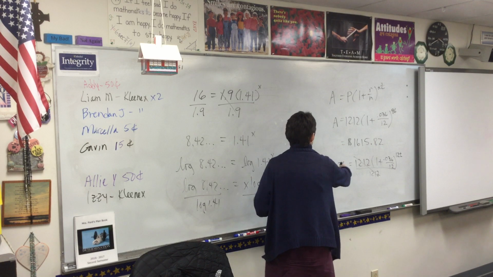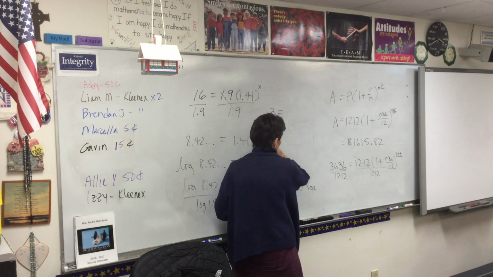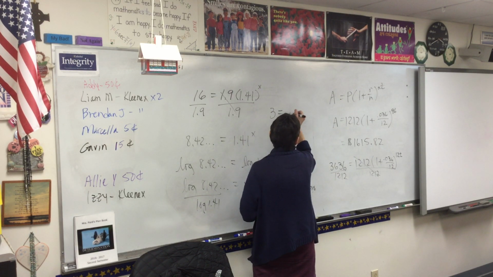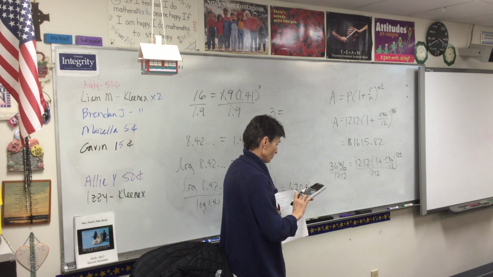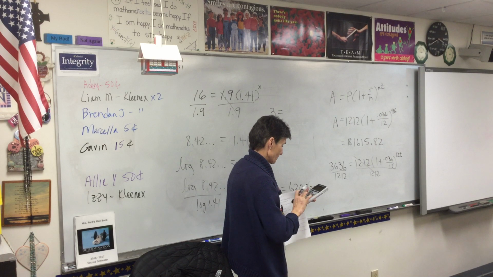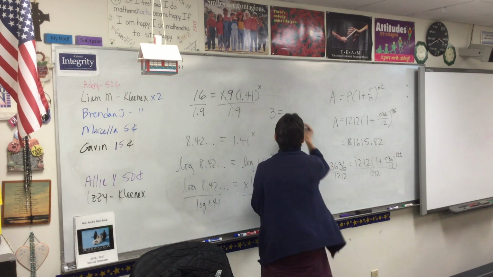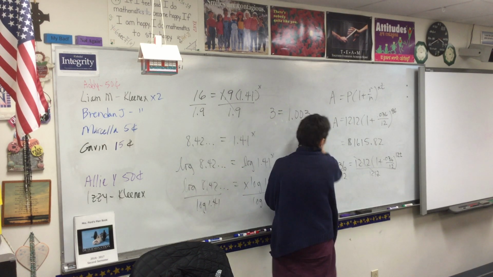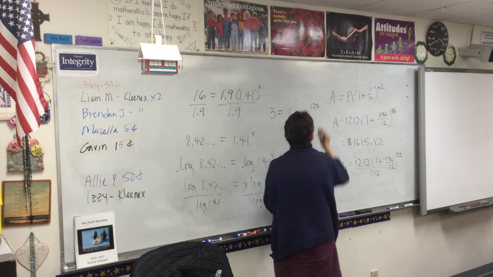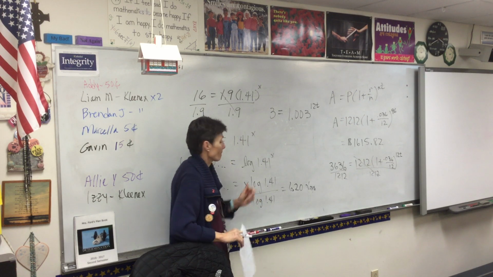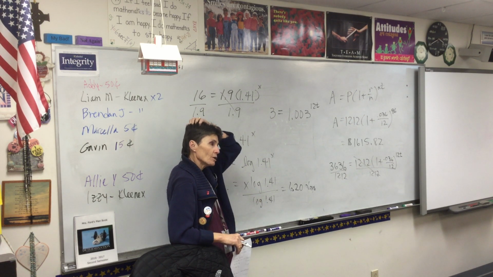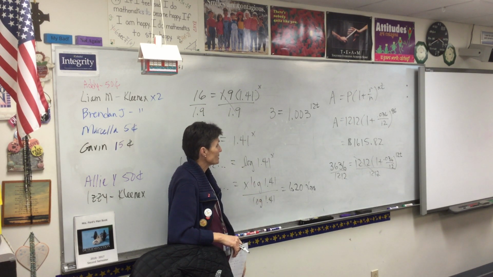So that works out nicely. So 3 equals, you can go ahead and type that in if you want. What is that? 1 plus 0.036 divided by 12. 1.003 to the 12t. You don't have to do that, but it makes it look a little nicer.